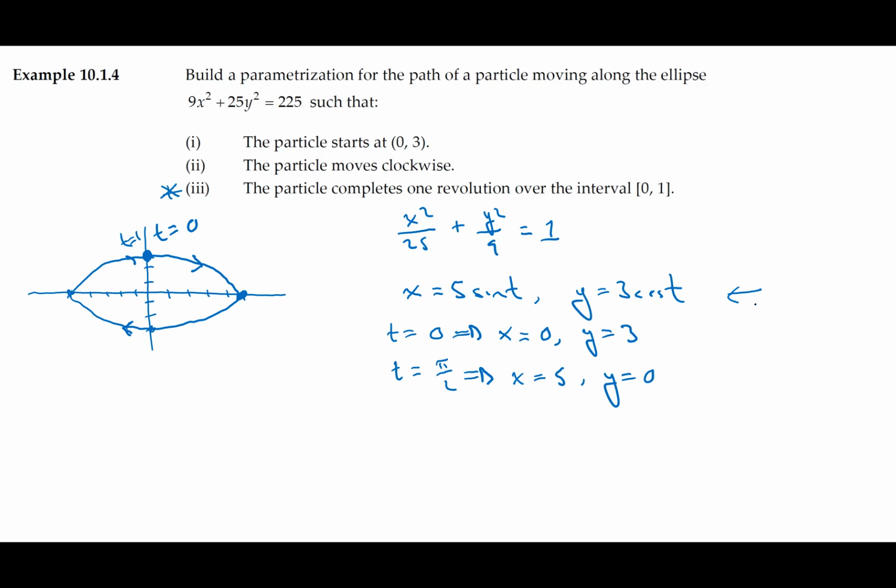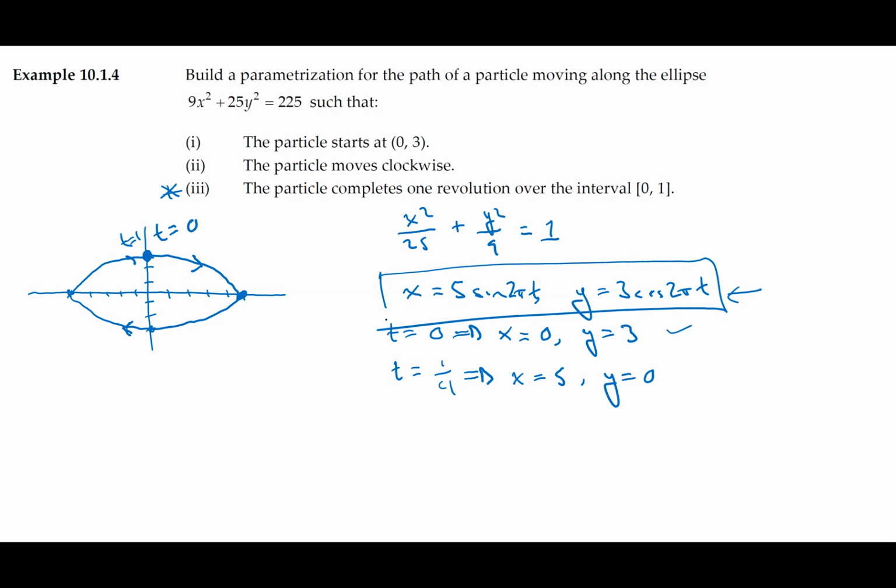Well, how can I fix that? Well, it's pretty simple. Watch. Instead of t, let's make this 2 pi t and 2 pi t. At t equals 0, we still have 0, 3. But then pi halves would really be t equals 1/4. I'm sorry, not 1/2, t equals 1/4. Yeah, okay. And so at t equals 1, we'll have sine 2 pi, cosine 2 pi. So that works. There's my parametrization, okay?